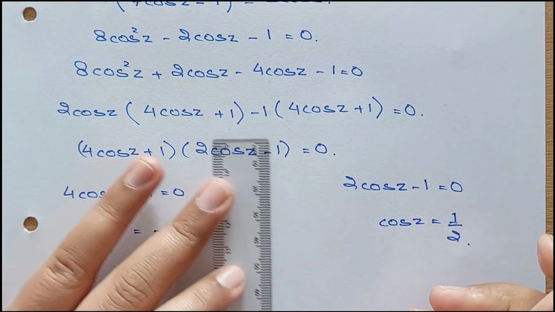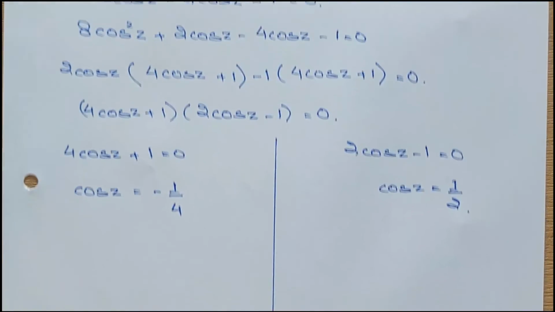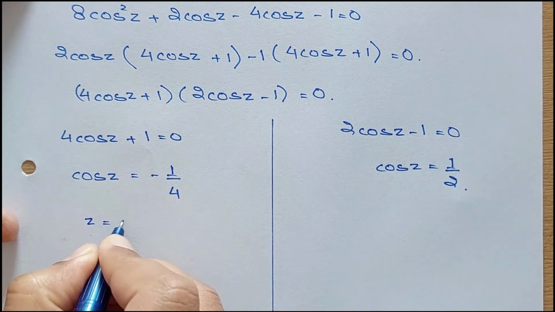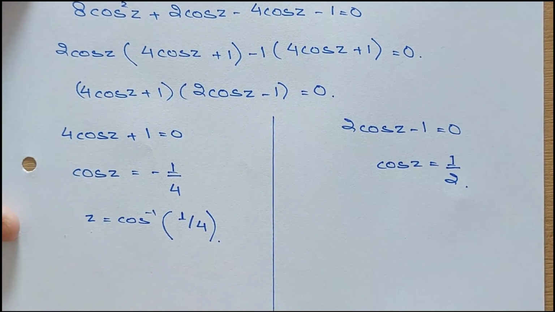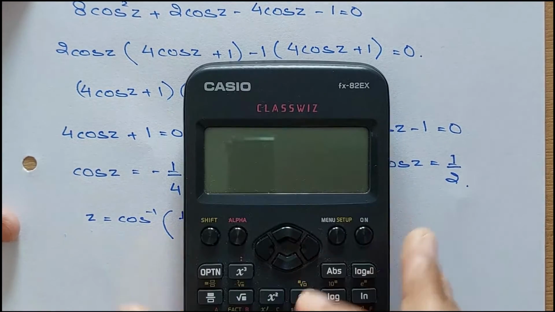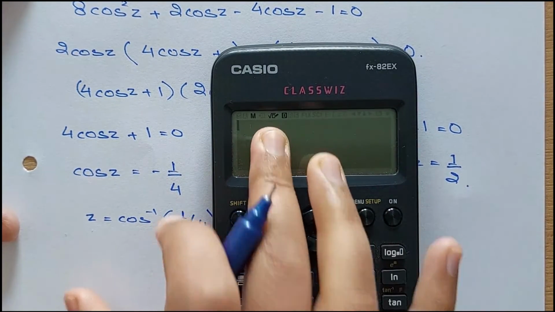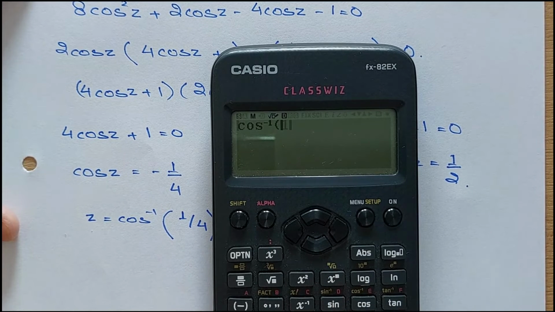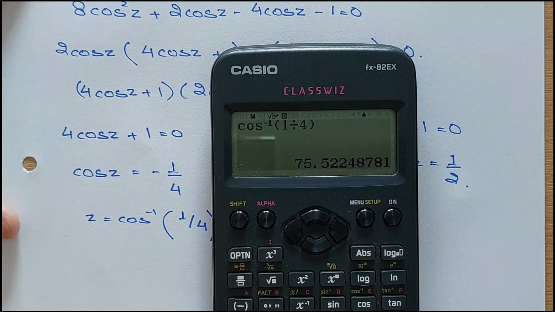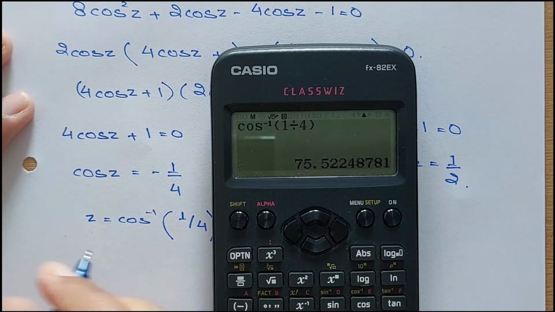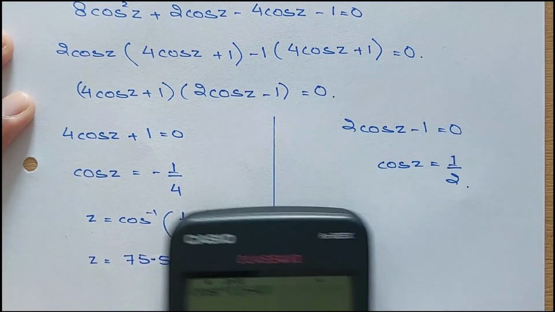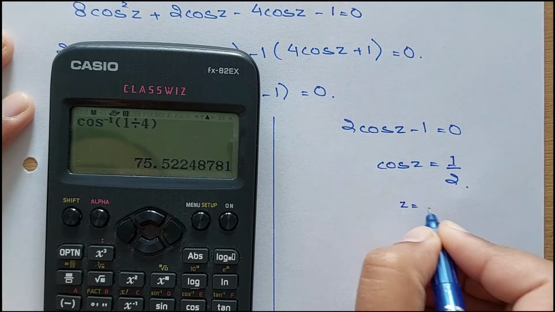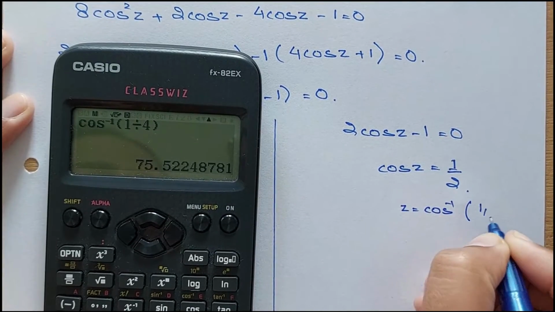So let me solve for z. From here we have z equals cos inverse of, let me do for the positive first, and then we can solve the two z values in the quadrants where cos is negative. It is in degrees, my calculator is in degrees, so cos inverse of 1 divided by 4 is 75.5. So we can say z is equal to 75.5, right? And let me solve this. z is equal to cos inverse of half.